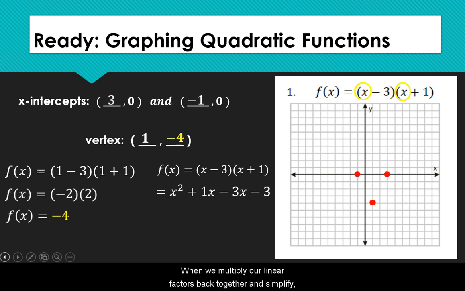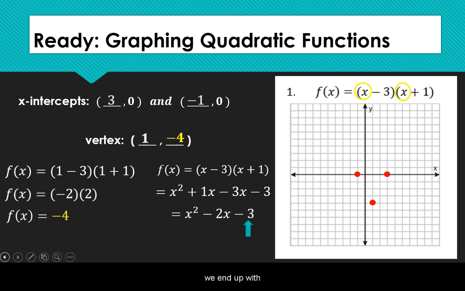When we multiply our linear factors back together and simplify, we end up with x squared minus 2x minus 3. That tells us that our y-intercept is located at 0, negative 3. That's where our function crosses the y-axis.